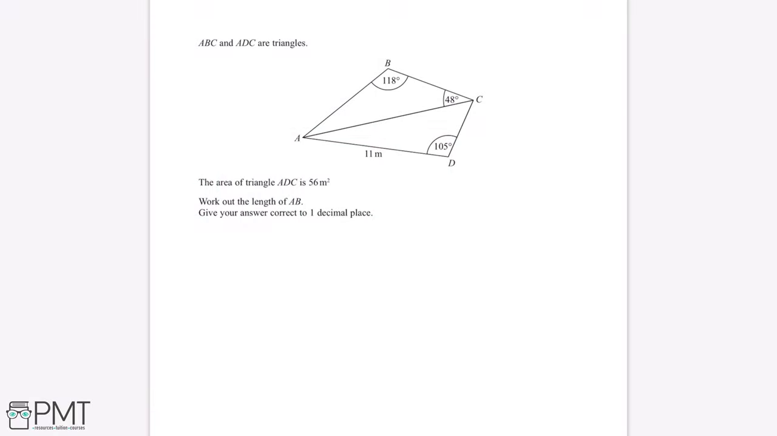ABC and ADC are triangles. The area of triangle ADC is 56 metres squared. Work out the length of AB. Give your answer correct to one decimal place.